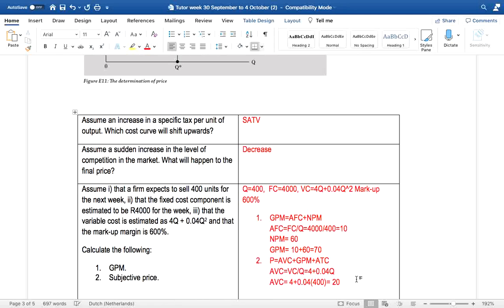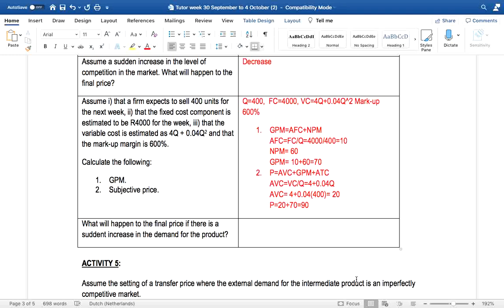And then we have our GPM there. We calculated in the previous question, which was 70. So price is equal to 20 plus 70 is equal to 90. And that's our price.